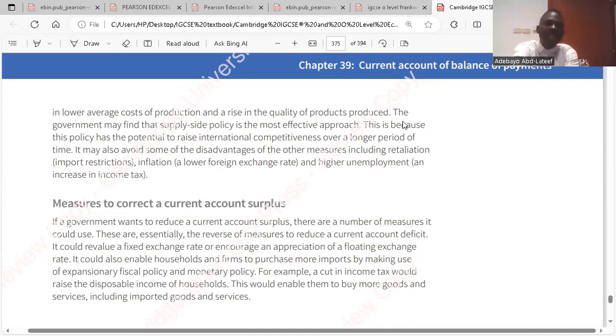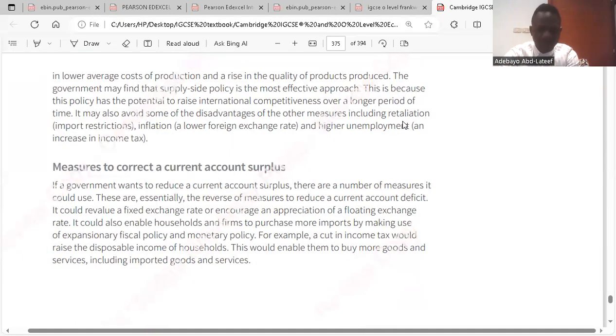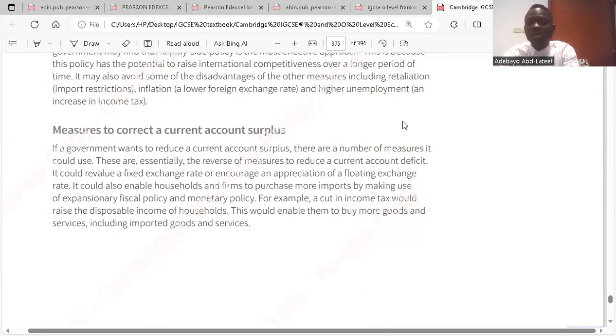Yes. So to correct current account surplus, if a government wants to reduce current account surplus, there are a number of measures it could use. These are essentially the reverse of measures to reduce a current account deficit. It would revalue a fixed exchange rate or encourage an appreciation of a floating exchange rate. If government revalues a fixed exchange rate, it means the value of the currency becomes higher. So at that point in time, it will buy more imports than exports.